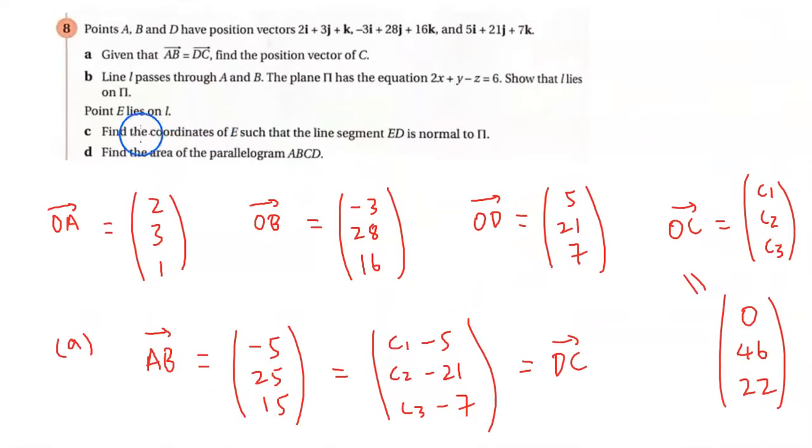Alright, moving on to part C. It says find the coordinates of E. Point E is some point on L, by the way. So find the coordinates of E such that the line segment ED is normal to pi. So in other words, ED is some multiple of the normal vector of pi.